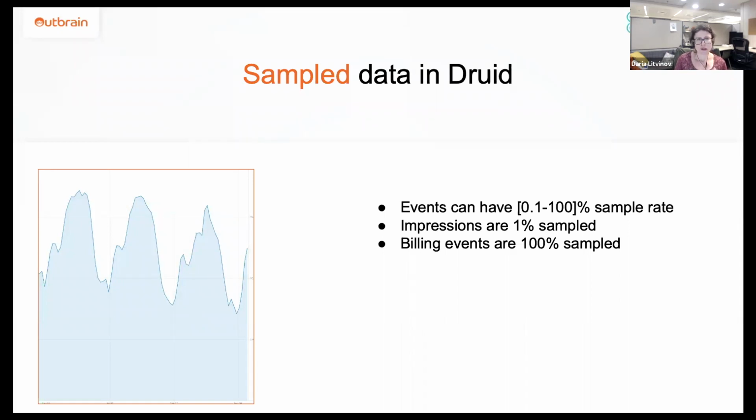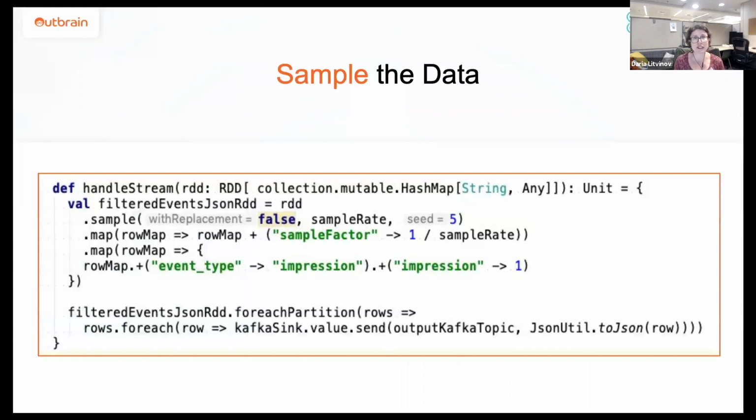So we use a nice trick during the sampling. We calculate a sample factor, which is 1 divided by the sample rate. You can see it here in this line: sample factor equals 1 divided by sample rate. So if the sample rate is 1%, the sample factor is going to be 100. And we put this sample factor as a dimension on each event, so we will have this sample factor in Druid.